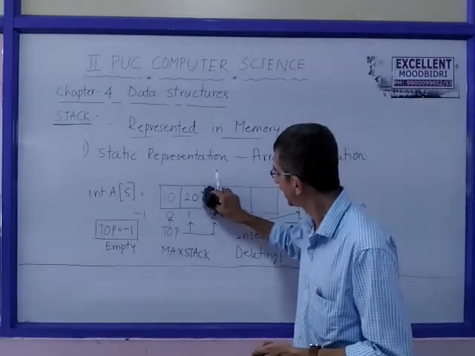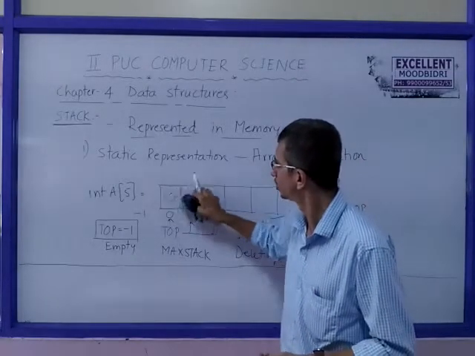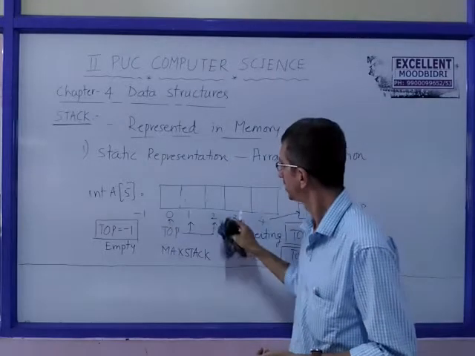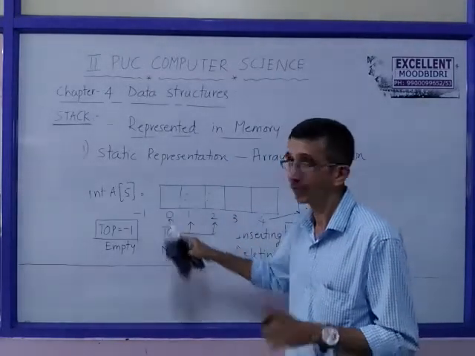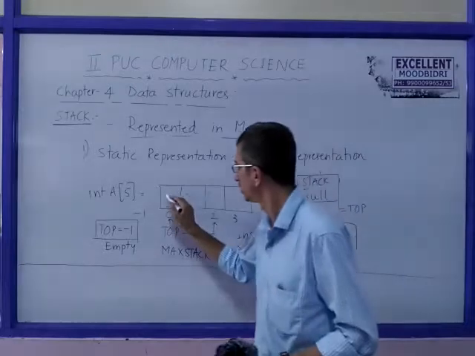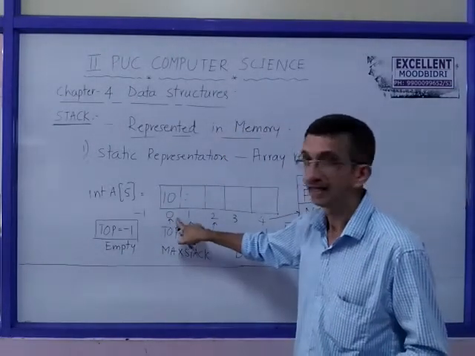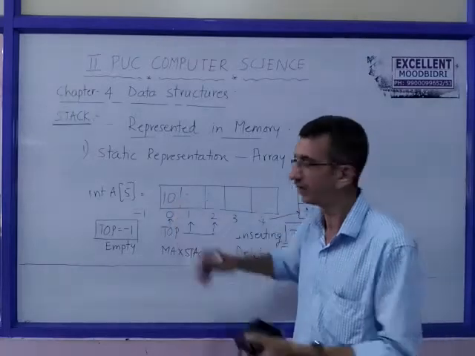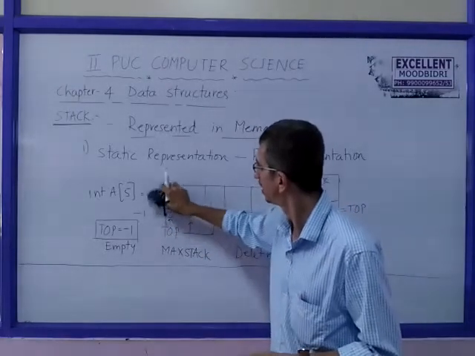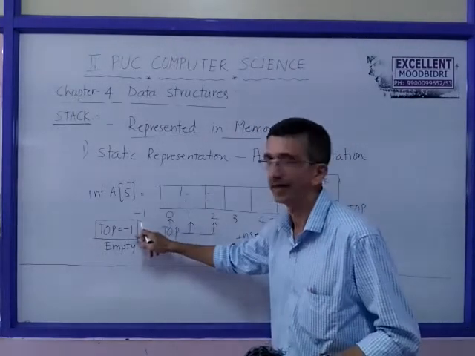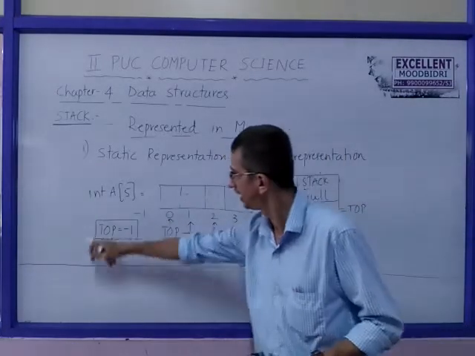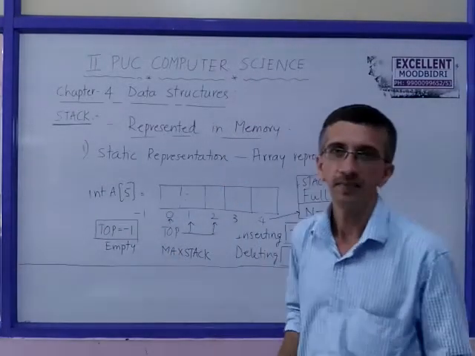So when the stack is empty, naturally top goes on decrementing. Right? Top becomes 2, 1, 0. 0 means one item is there. So suppose there is only one item, you have seen it at index 0. Even if you delete that item also, then top becomes minus 1. So top minus 1 indicates the stack is empty.